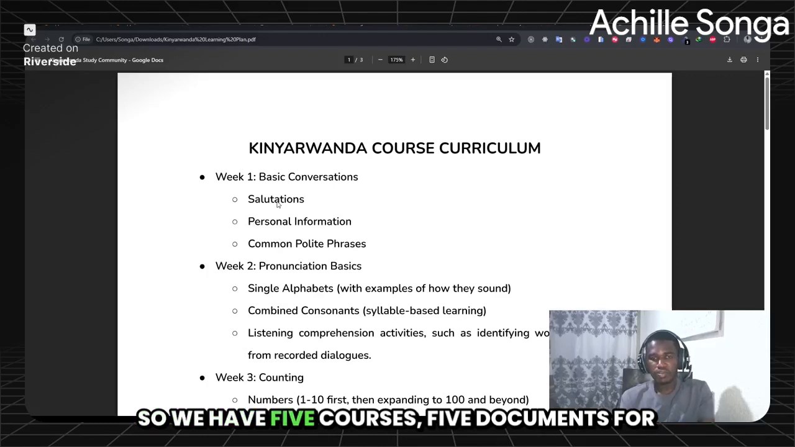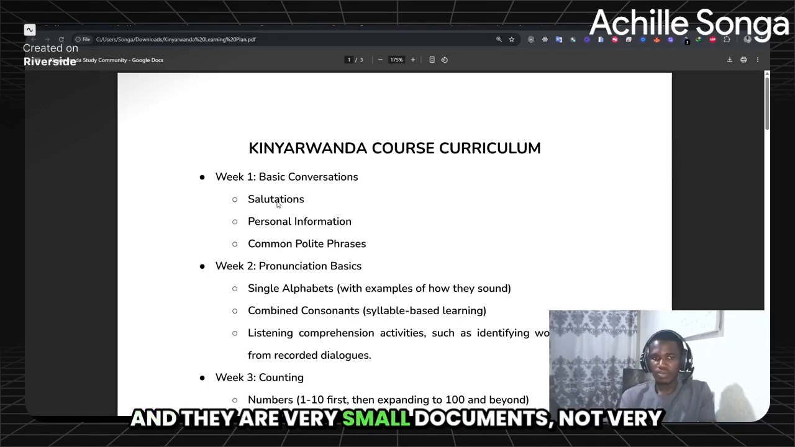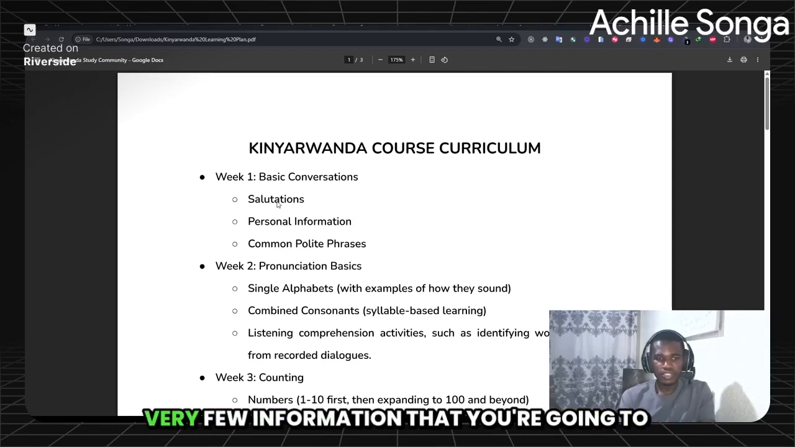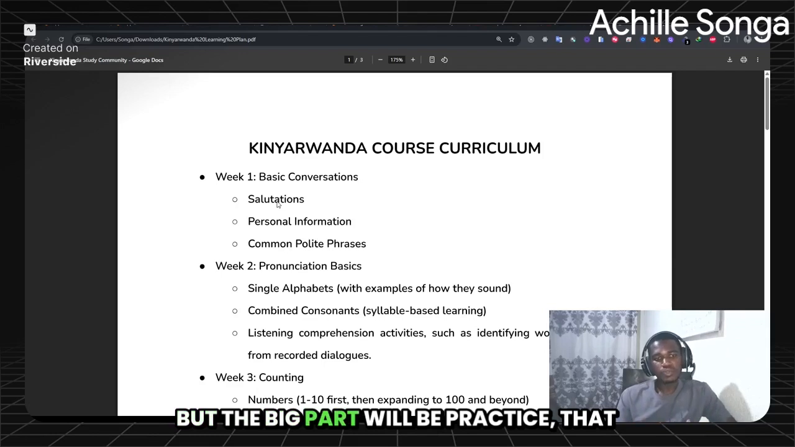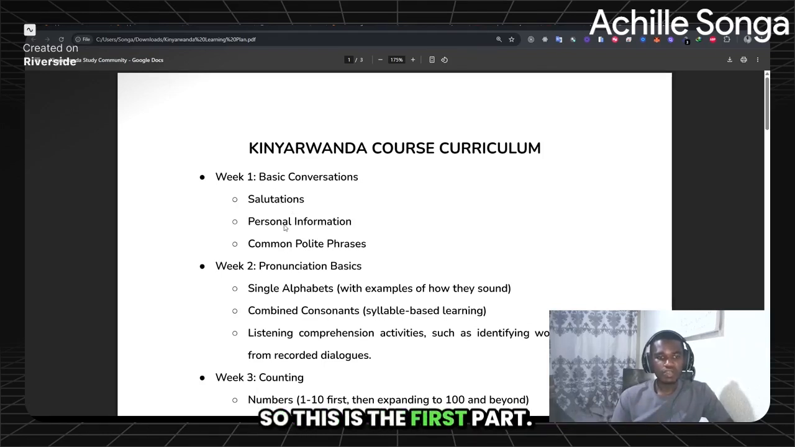So we have 5 courses, 5 documents for you to go through, and they are very small documents, not very big, just small documents with very little information that you're going to be consuming. But the big part will be the practice that we'll be doing every day, that is going to keep you accountable and growing. So this is the first part.